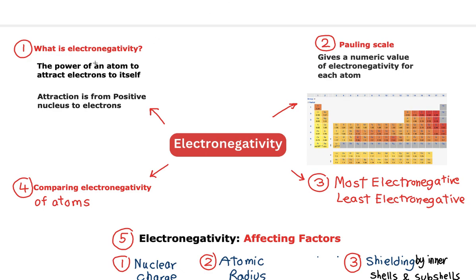So what's electronegativity? The power of an atom to attract electrons to itself. Attraction is from the positive nucleus to the electrons. Power of an atom to attract electrons.